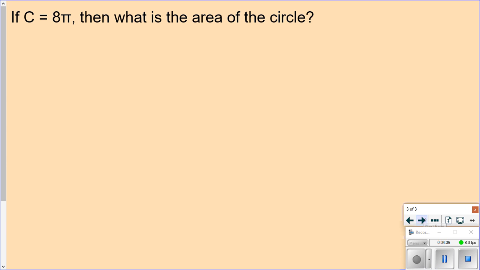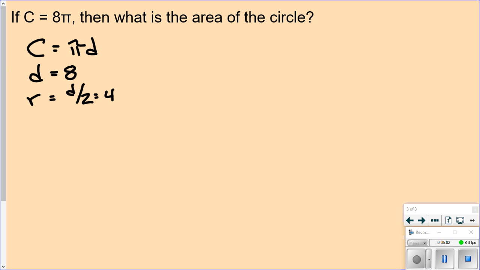All right, one last thing I want to show you. If the circumference equals 8 pi, then what is the area of the circle? So first of all, remember the circumference equals pi times the diameter. So if we look at this, the 8 represents the diameter. So the diameter of this circle is 8. That means that the radius is the diameter divided by 2, which equals 4.